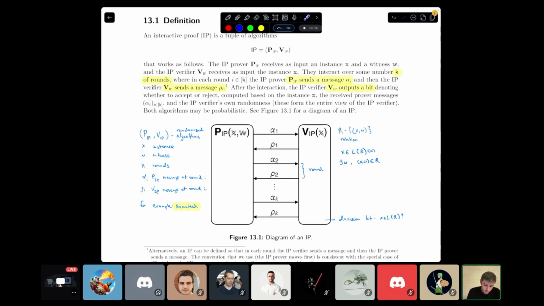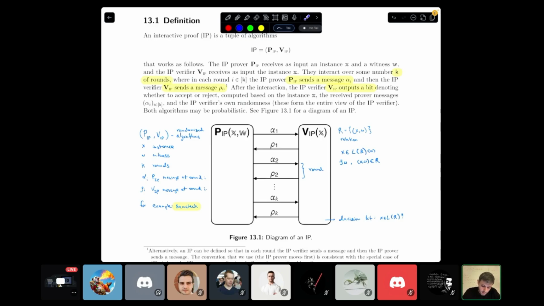In terms of terminology, the number of rounds is going to be k, and this is going to be consistent throughout the chapter, and I guess also the rest of the book. The prover messages are going to be denoted by alpha. The verifier messages are going to be denoted by rho. For the rhos, we're going to be mostly talking about what's known as public coin interactive proofs, which I'll define shortly. The verifier messages are just going to be some random bits, so rho stands for random.